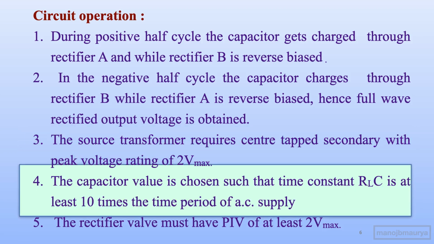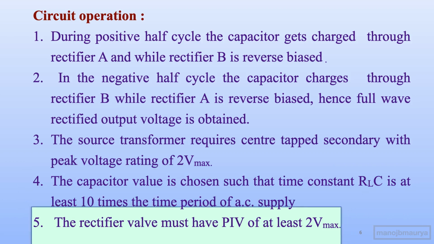The capacitor value is chosen such that the output DC voltage is having minimum ripple content. So the condition that must be satisfied is that the time constant RL multiplied by C is at least 10 times the time period of the AC supply.